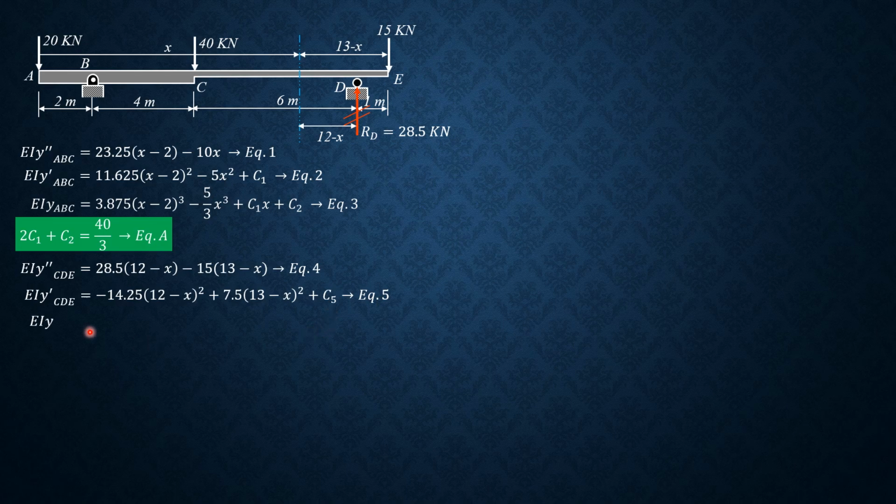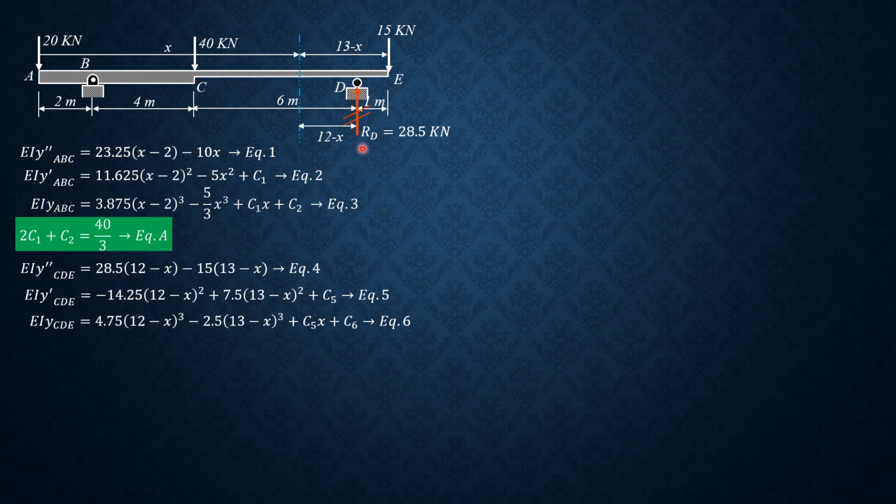So EIy CDE equals, so this is positive 14.25 over 3. So 4.75 (12 minus x) cubed, then this becomes negative again because we are integrating (13 minus x) quantity squared, so negative x. So negative 2.5 (13 minus x) cubed plus c sub 5 x plus c sub 6. So take note that I introduce a different constant of integration because we have a different section. Same section, but we consider the forces at the right.